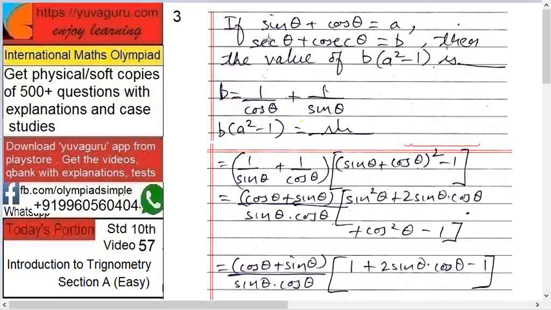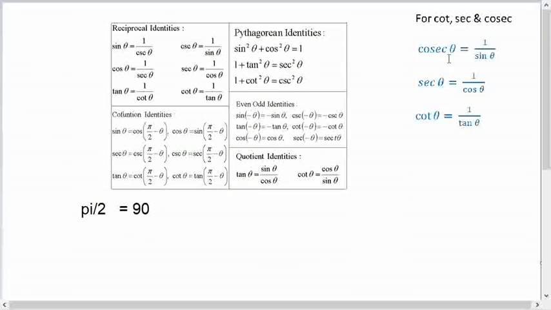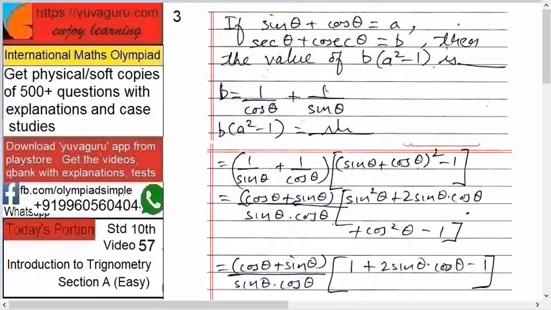Let's start. If sin theta plus cos theta equals A and sec theta plus cosec theta equals B, then the value of B into A square minus 1 is. Remember a few things. Cosec theta is the inverse of sine, sec is the inverse of cos, and cot is the inverse of tan. We'll convert B into simpler terms because sec and cosec are difficult to handle: 1 upon cos plus 1 upon sine.